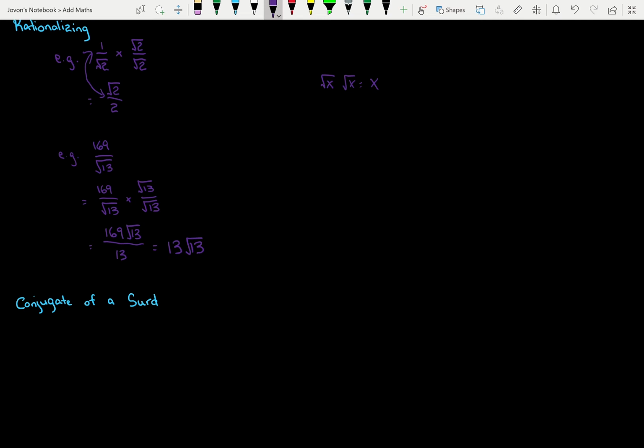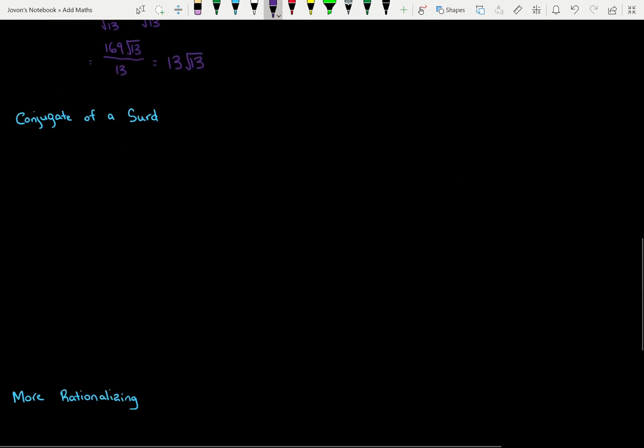Okay, now in rationalizing, we also have to deal with the conjugate of a surd, right? So sometimes the surd might be a little bit more complex. And let's say we have a surd which is root x plus root y, okay? If you want to find the conjugate of the surd, it is root x minus root y. Okay, so just changing the plus to a minus sign.